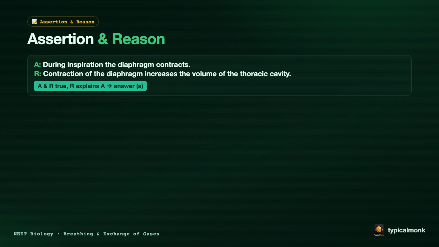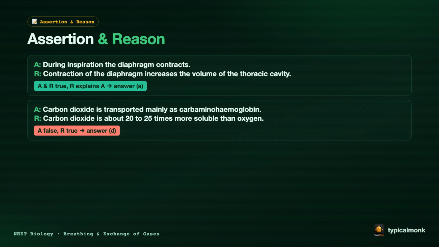Now the first drill, assertion and reason. Each time, ask, is A true? Is R true? And does R explain A? First, A. During inspiration, the diaphragm contracts. R. Contraction of the diaphragm increases the volume of the thoracic cavity. Both true, and R explains A correctly. So the answer is A.